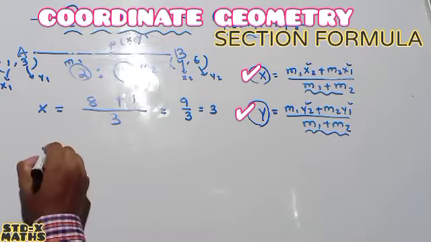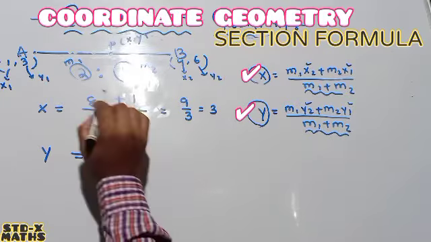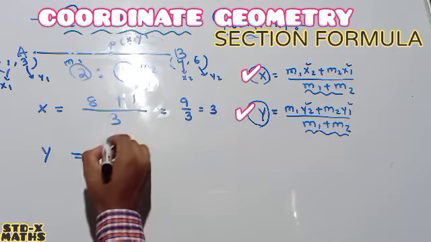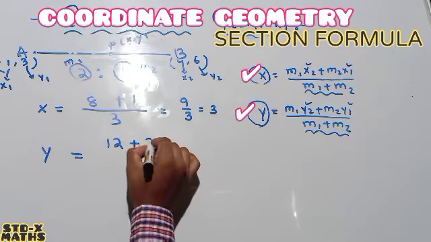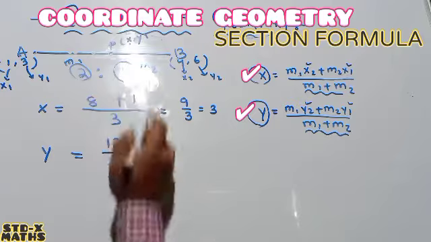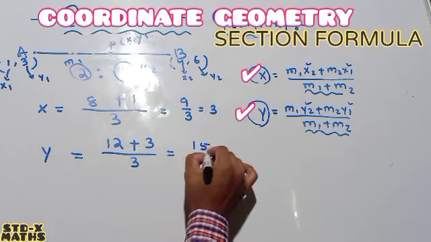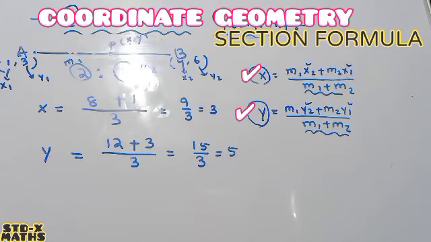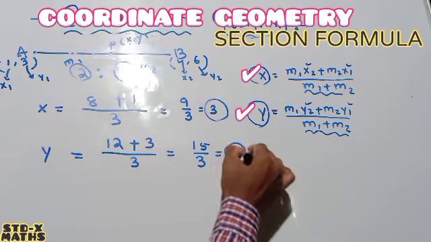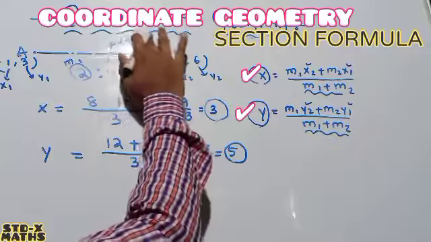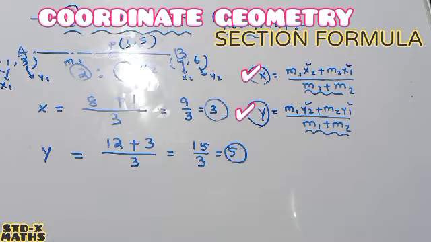How to find the y coordinate? You can find it by applying the second formula, m1 y2, which means 2 into 6, that is 12, plus m2 y1, which means 1 into 3, that is 3, divided by m1 plus m2, which is 12 plus 3, equal to 15, divided by 3, which gives us 5. So finally, the point is x equal to 3, y equal to 5. I got the coordinates of P, which is (3, 5).